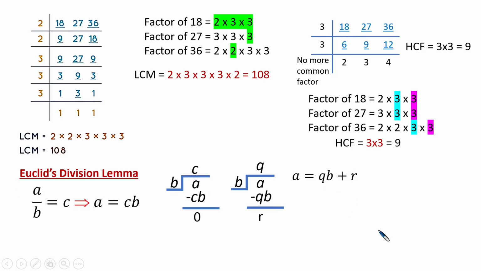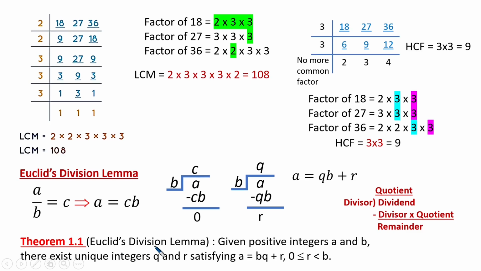So this is Euclid's division lemma, and here I have said this is the divisor, this is the dividend, the quotient, and divisor into quotient is this, and if you subtract this from the dividend, you get the remainder. Now, a theorem, this is Euclid's division lemma: given positive integers A and B, there exist unique integers Q and R satisfying A is equal to B into Q plus R, and this R will be smaller than B, and R can be 0 also.